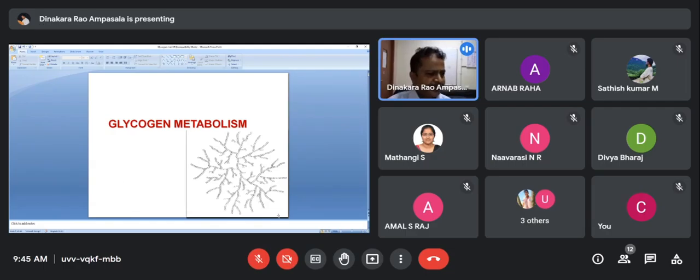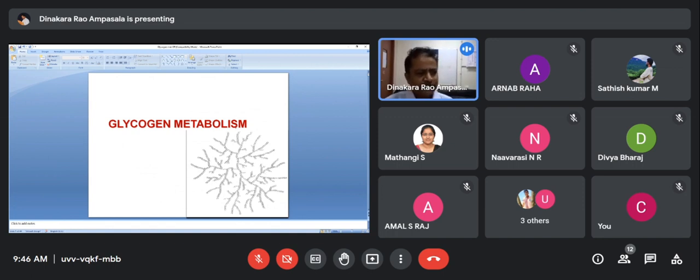So here you can see the picture. At this corner, it looks like a kind of complex threading structure. Okay, so this looks like the glycogen structure inside the body. How glycogen is present in the form of a branched structure.